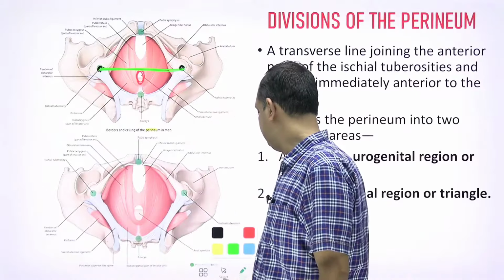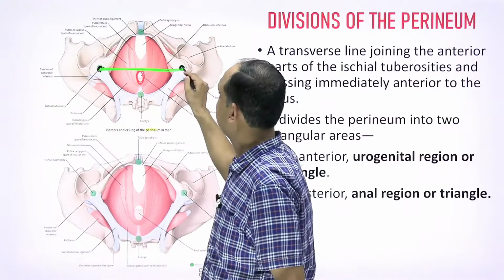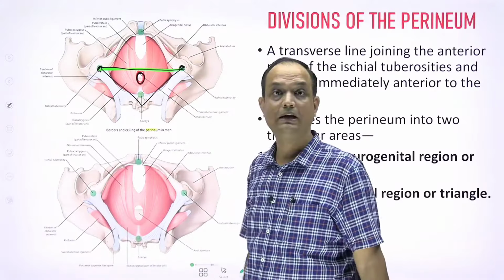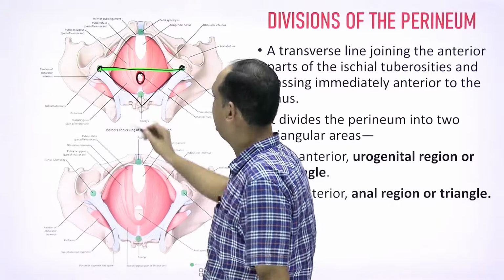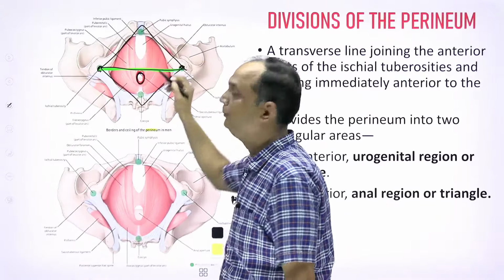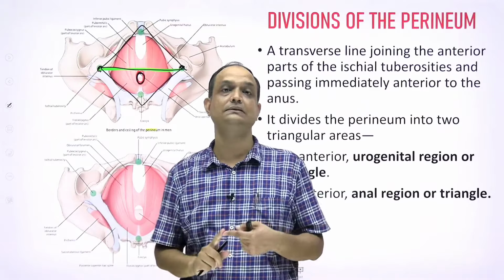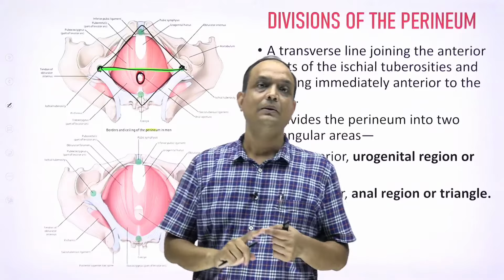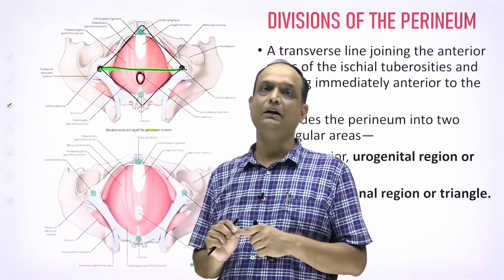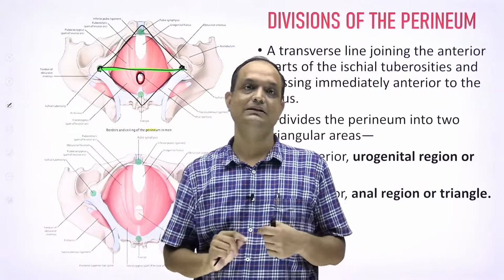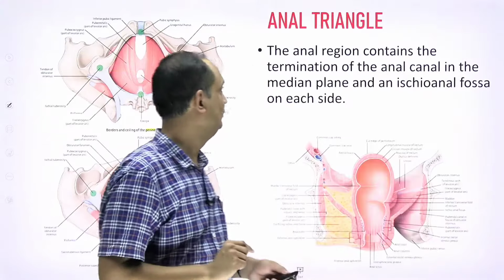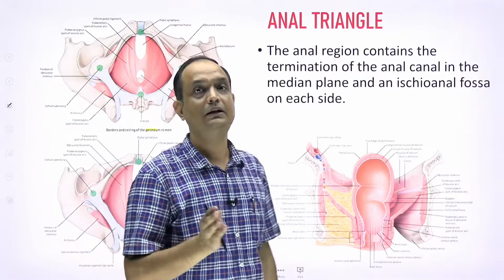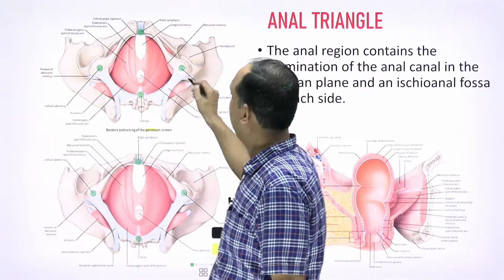Now why are we using these words? Because in the posterior triangle you will find the anal opening, that's why it is known as the anal triangle, while in the anterior part you will find the openings of your urinary system and genital system. So what are these openings? In the male you have the penile urethra, in the female you have the urethra as well as the vaginal canal. Now what about the anal triangle? Where will you find it? Posteriorly. So this is your anal triangle.